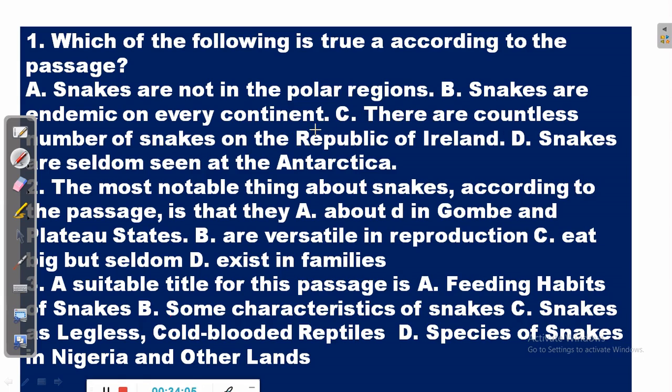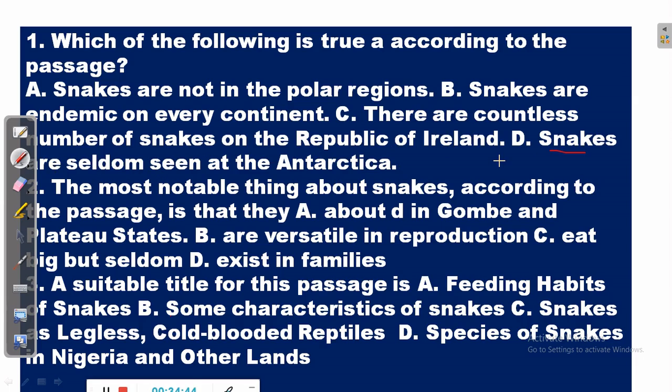Then C, there are countless number of snakes on the Republic of Ireland. Of course, this contradicts the information we already have. Then D, snakes are seldom seen at the Antarctica. We can agree that this is true because we are already told that snakes are found in all other continents except Antarctica. So if someone says snakes are seldom seen at the Antarctica, it's not far from the truth.